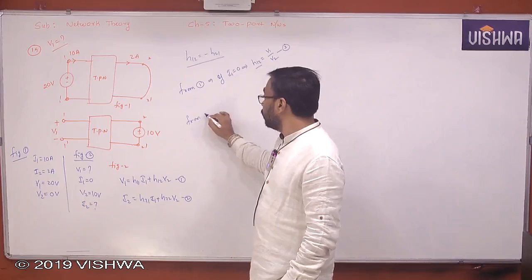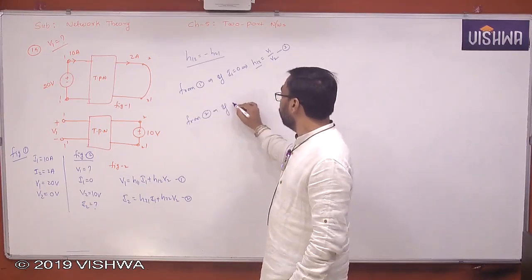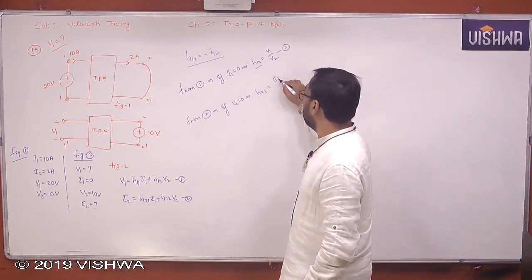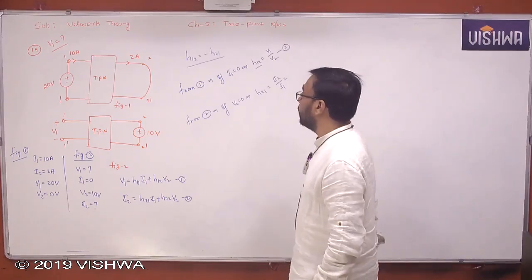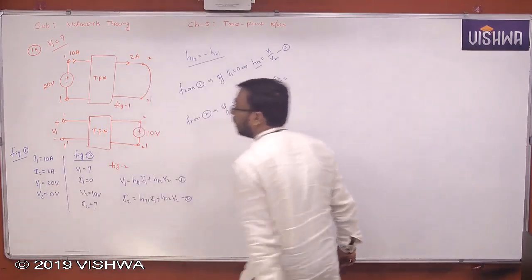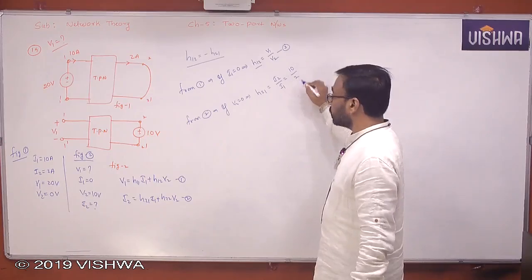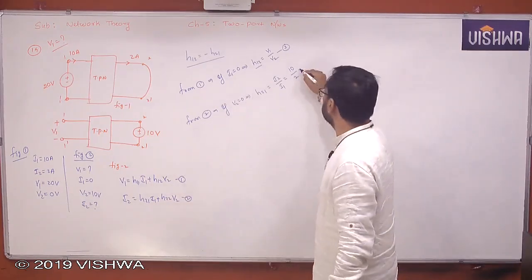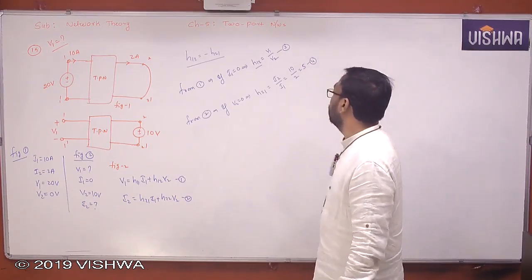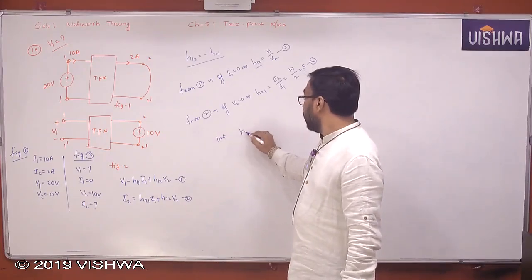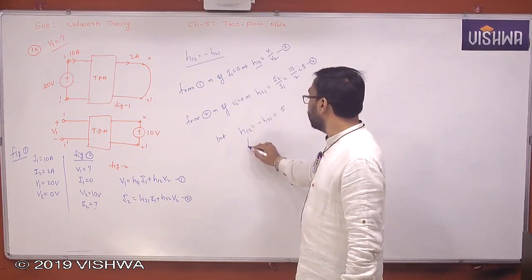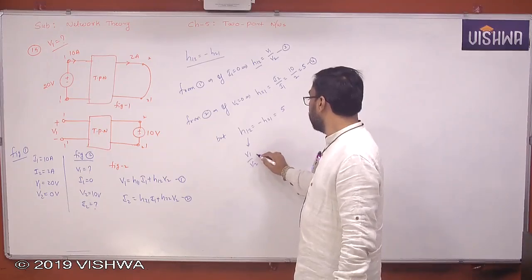From 2, if V2 is 0, I can find H21. Look at this. H21, what is that? I2 by I1. What is I2 actually here from the first figure? What is that value? 10 by 2. I2 by I1, 10 by 2. This is 5. That's it. But you know H12 is equal to minus H21. That is nothing but minus 5. So V1 by V2 is equal to minus 5.